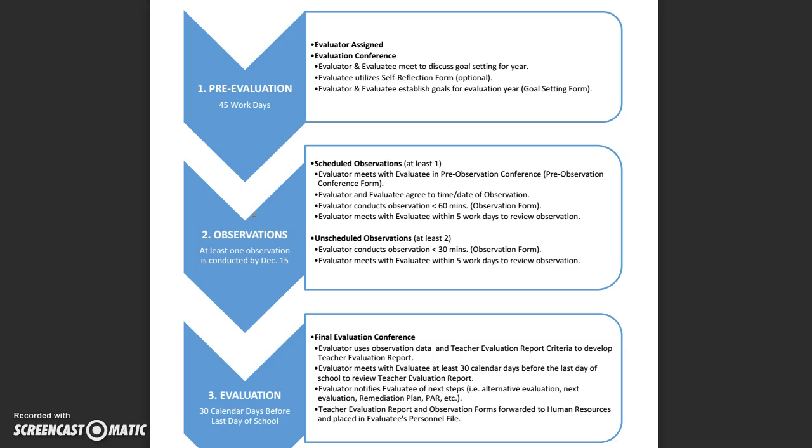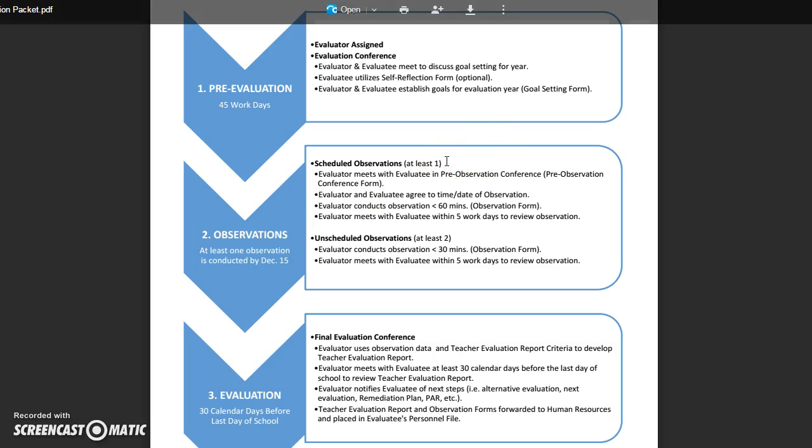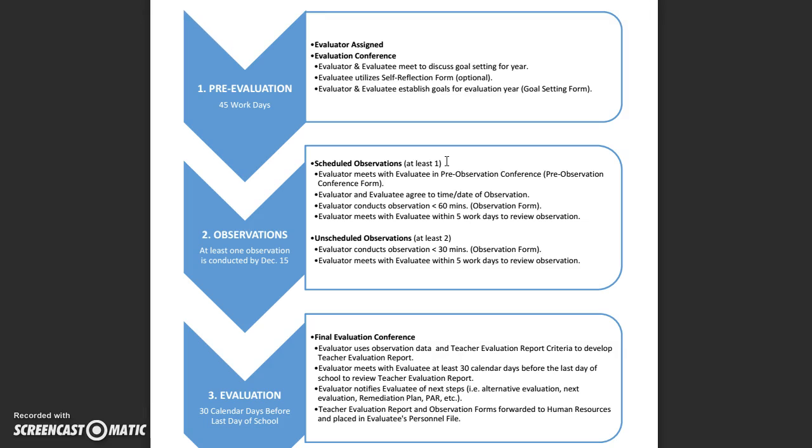After the goals are set, then we move into the observations. You can see there's going to be at least one scheduled or formal observation. That would mean that the person being observed knows the time when the evaluator is going to be coming to the classroom. After that, there are at least 2 unscheduled observations, which teachers commonly refer to as pop-ins. Following those observations, then, we have the final evaluation conference, in which the person who did the evaluation completes a form that looks almost exactly like the self-reflection form that began the process in the pre-evaluation phase.